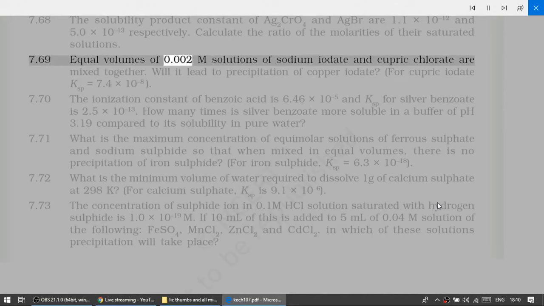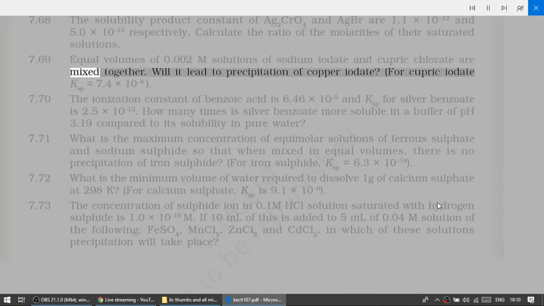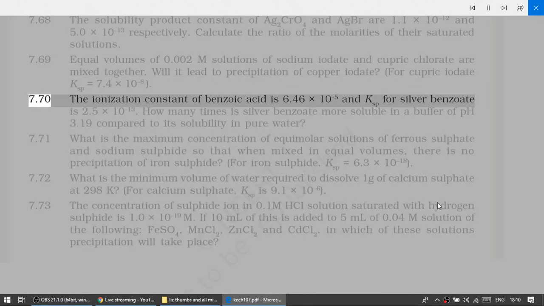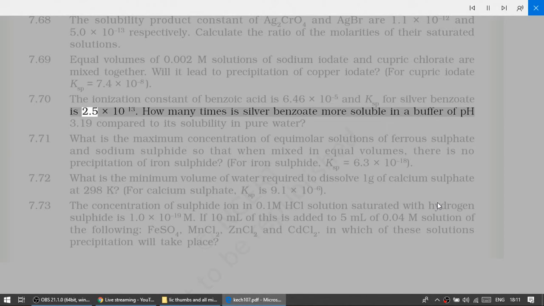7.69 Equal volumes of 0.002 M solutions of sodium iodate and cupric chlorate are mixed together. Will it lead to precipitation of copper iodate? For cupric iodate Ksp is equal to 7.4 times 10⁻⁸. 7.70 The ionization constant of benzoic acid is 6.46 times 10⁻⁵ and Ksp for silver benzoate is 2.5 times 10⁻¹³. How many times is silver benzoate more soluble in a buffer of pH 3.19 compared to its solubility in pure water?